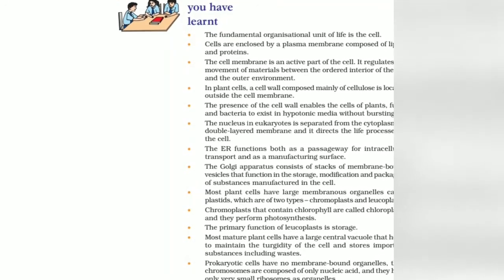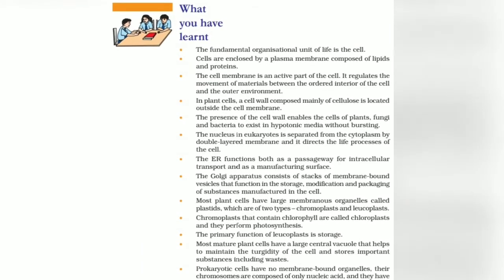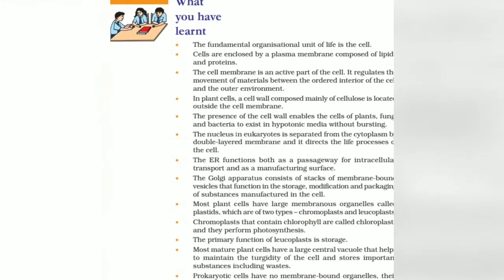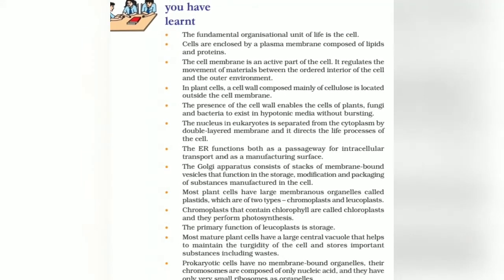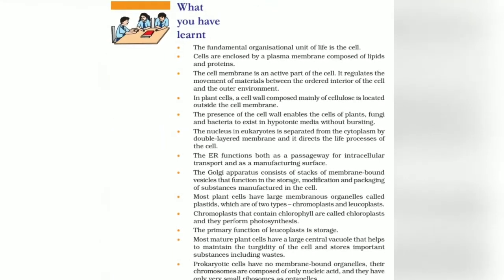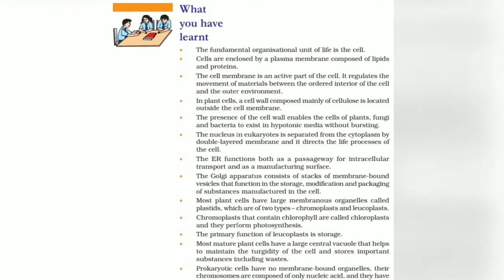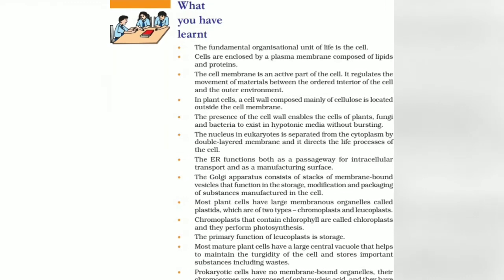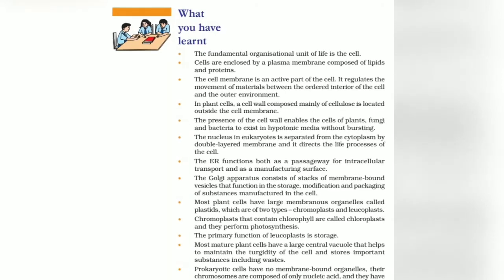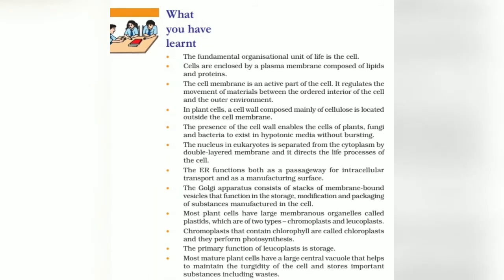Then we had seen the plastid, which is of two types. Chromoplast, which contains chlorophyll and is called chloroplast, which performs photosynthesis, and leucoplast, which is colorless plastid. The main function is to store the materials. Most mature plant cells have a large central vacuole that maintains turgidity. It also helps storage of substances including waste. Prokaryotic cells have no membrane bound organelles. Their chromosomes are composed of only nucleic acid and they have very small ribosomes as organelles.